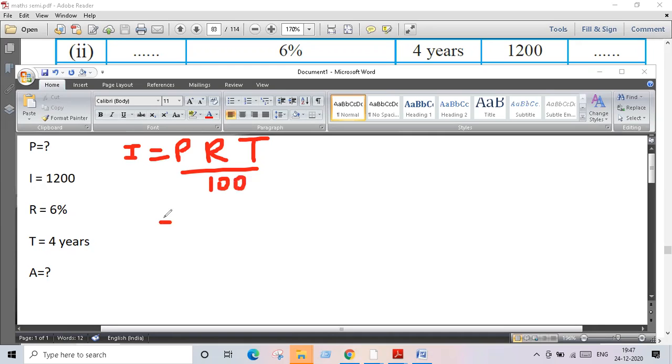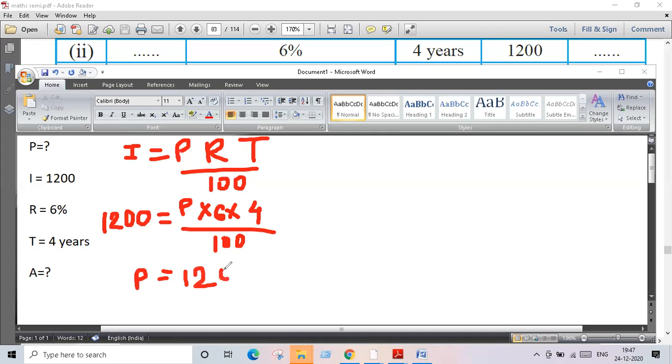Now I is what? I किती आपल्याकडे I we have 1200. Principal find out करायचं आपल्याला. R is what? Rate of interest is 6. T is what? Time. Time is 4 years upon 100. Okay. Now solve this. P is equal to what? बाकी सगळे तिकडे घेऊन जाना. P is equal to 1200 into 100 upon 6 into 4. चला solve करा. You'll get the answer. Let's solve करेला.